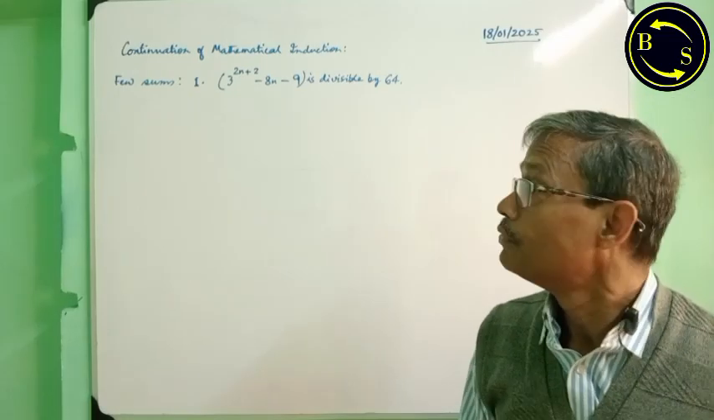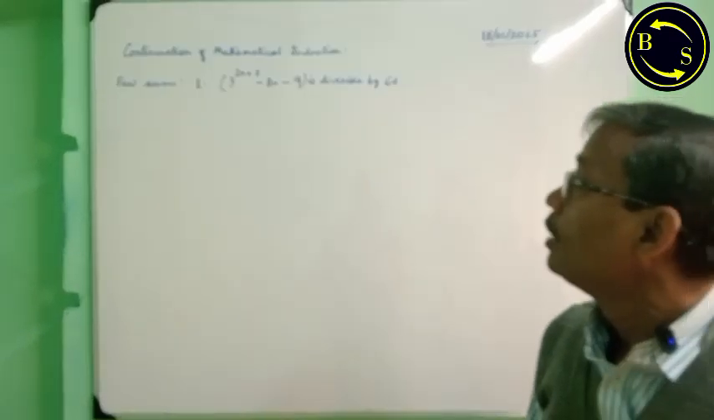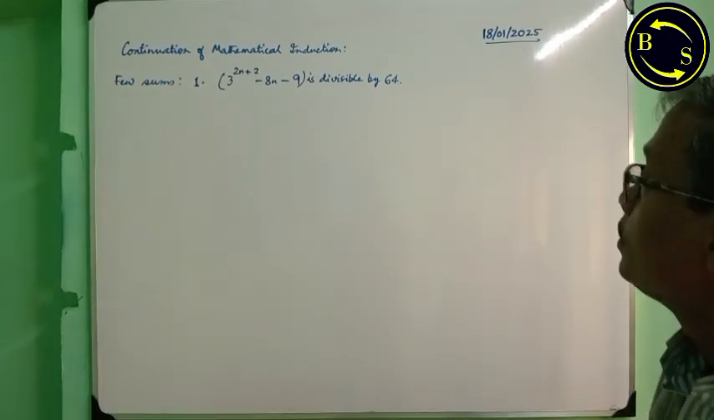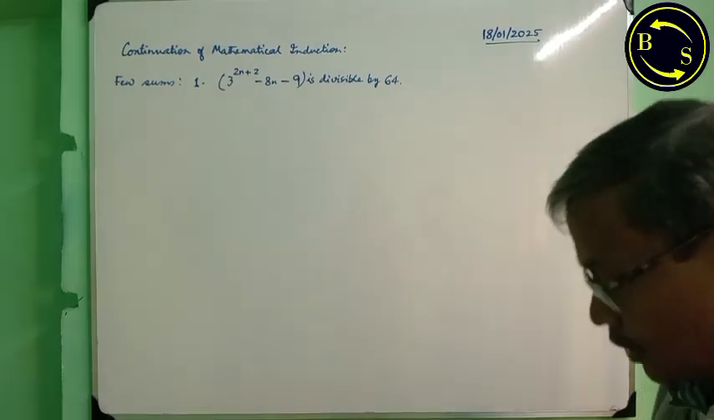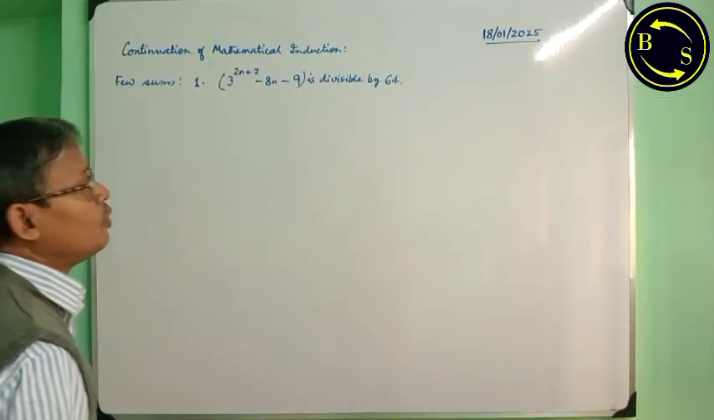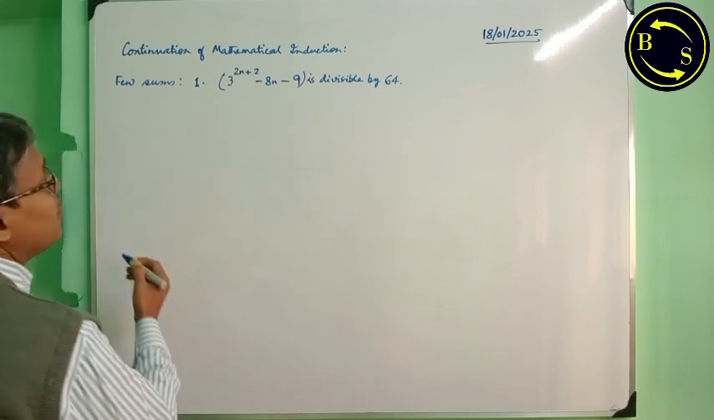Today, in the first part, I shall work out few sums of mathematical induction. I have taken the first sum, this one. 3 to the power 2n plus 2 minus 8n minus 9 is divisible by 64. As discussed earlier, first of all, we take the mathematical statement.